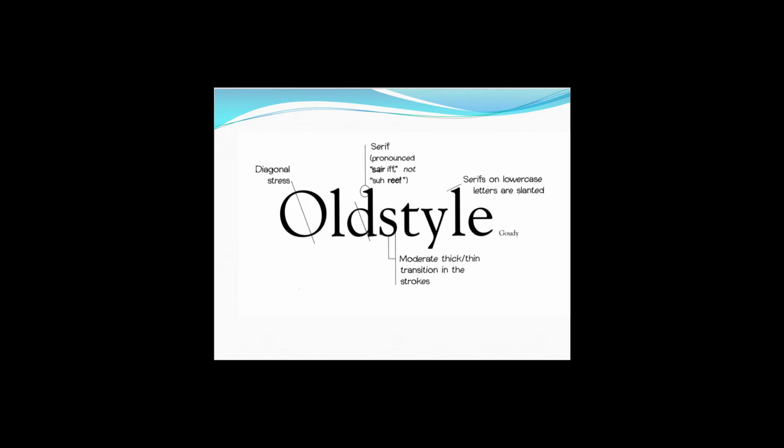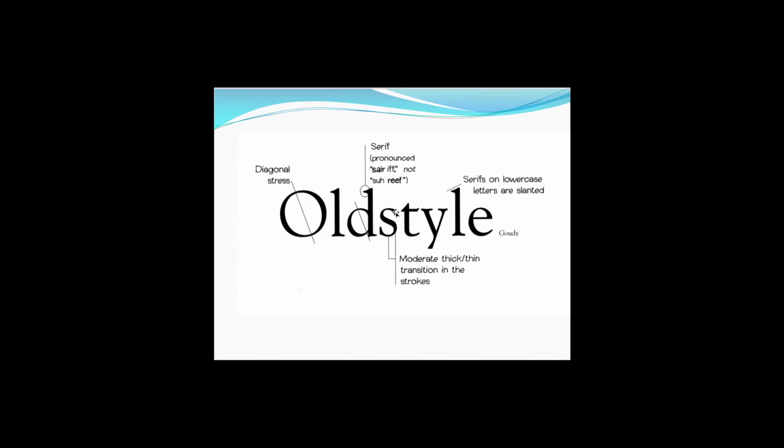The first one is old styles. Old styles were the first fonts made back in the 1500s. This particular one is Goudy. The characteristics of it are diagonal stress, slanted serifs, and moderate thick-thin transitions.